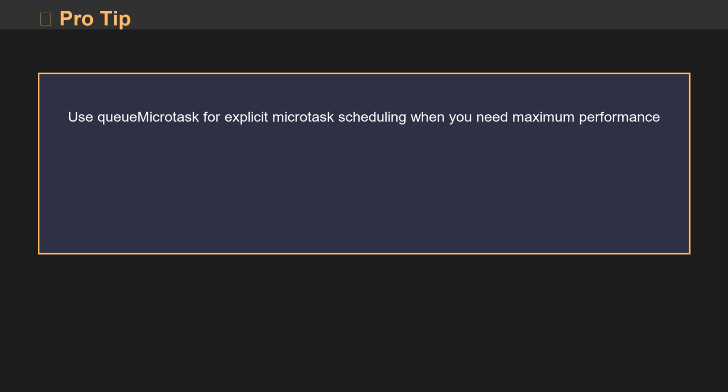Here's a pro tip. Use queueMicrotask when you need explicit microtask scheduling and maximum performance. It's slightly faster than creating a promise just for the microtask.